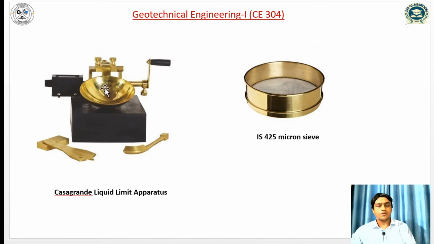So this is the Casagrande liquid limit apparatus. This is the handle. Handle is rotated at 2 revolutions per second, and this is called the brass cup. And this is the number of blows, which you can either count manually, or there is a recorder; you can see from here how many blows there are. This is the nut, this is the rubber pad, and this is the 425 micron sieve.